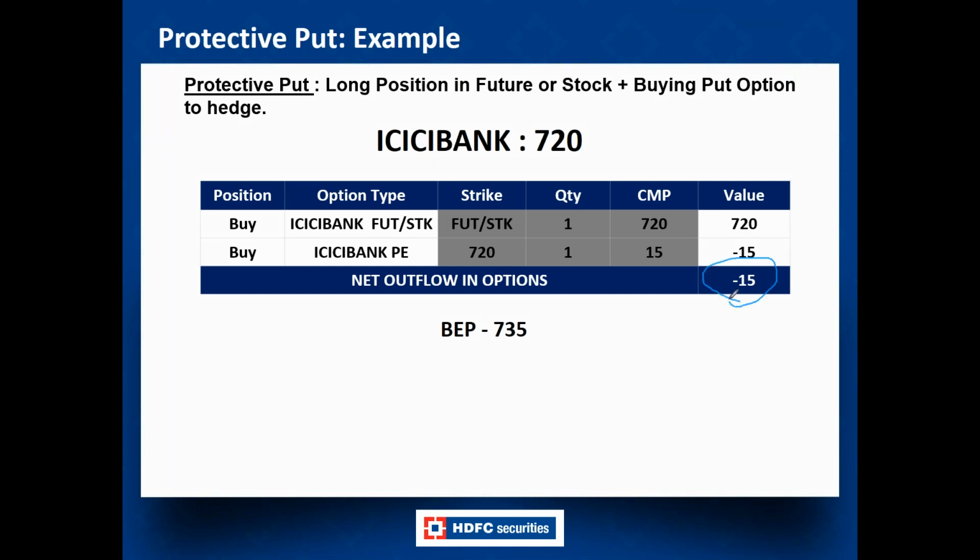Now here you have just paid this 15 rupees extra to give you protection, and hence you have increased your cost by 15 rupees. So your break-even point, that is where you will start making profit, is once ICICIBank starts moving above 735. So here on the downside you are protected. Suppose ICICIBank goes down, the 720 put option will compensate you.